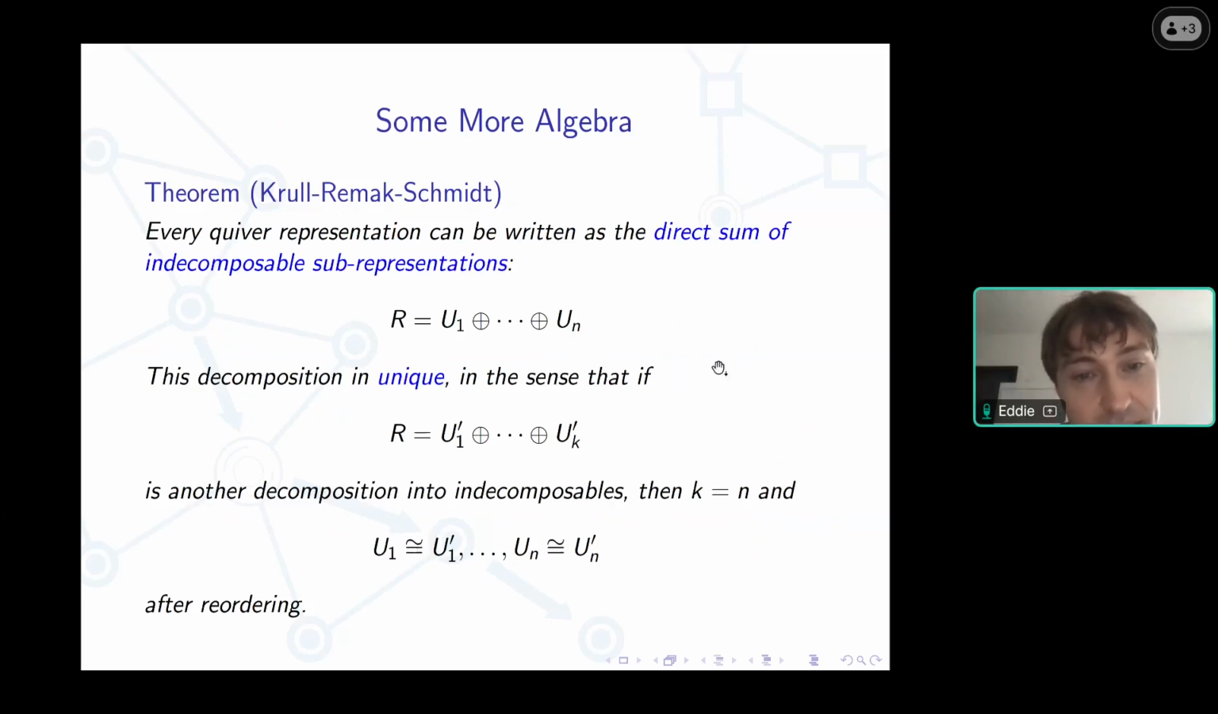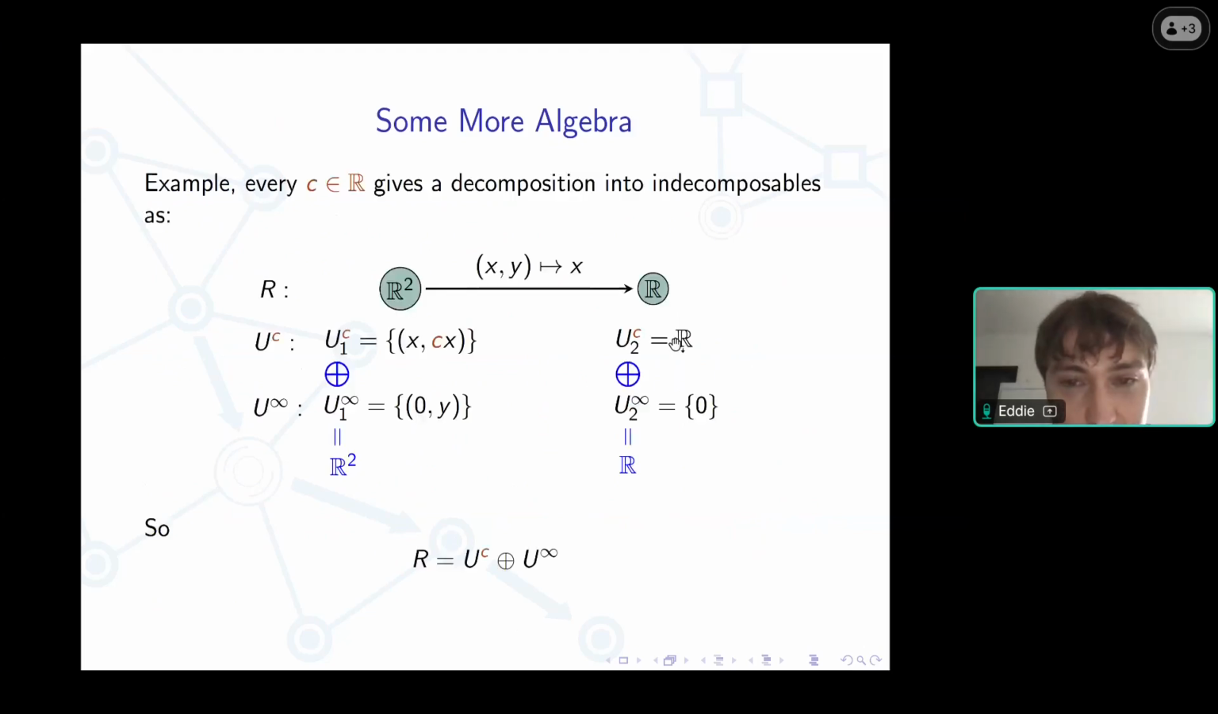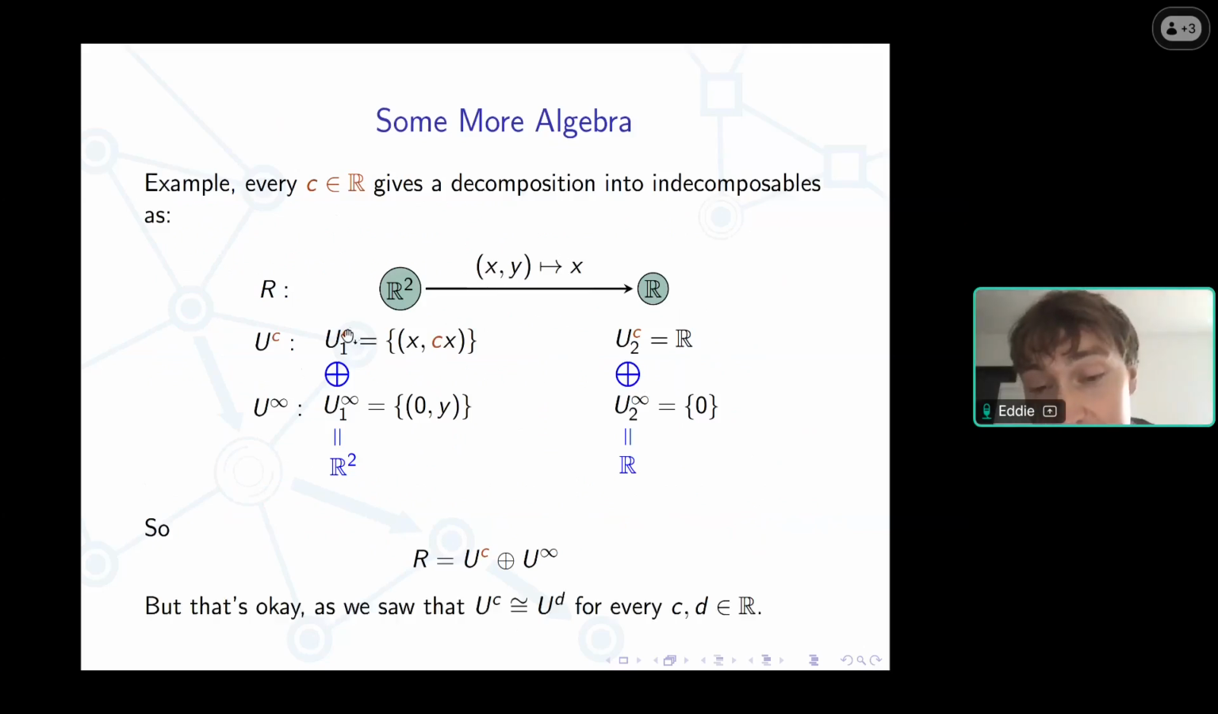Here's an example quickly. Recall that we had this quiver representation that we were interested in. We pick a C, just one C, and then we found a decomposition like that, but both parts were indecomposable. So this is a decomposition into indecomposables. Now I told you it's unique, but I can choose C to be anything. That's not a problem because UC and UD were isomorphic, as we saw earlier. So this does not go against Krull-Schmidt. They're different decompositions if I take another C, but component-wise they're isomorphic. That was all that Krull-Schmidt said.